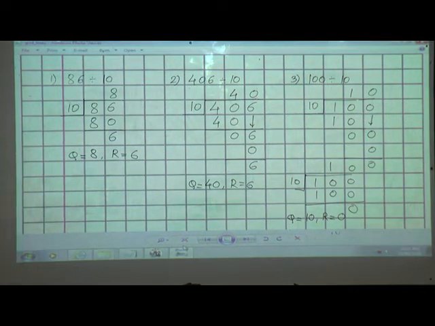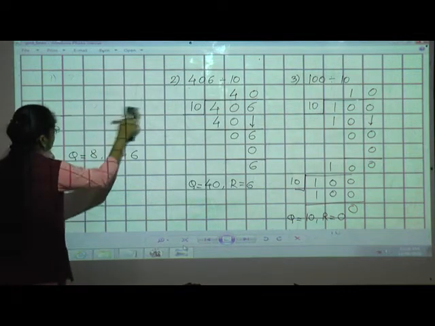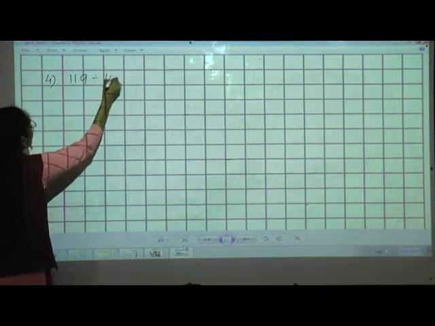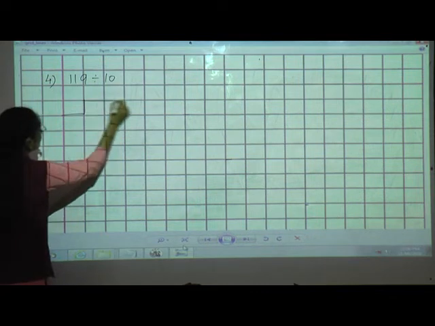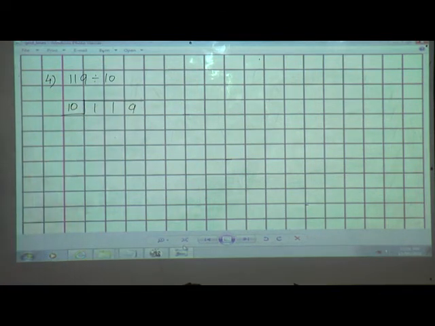Clear? Okay. Then shall we move to the next example? Yes? Okay. Fourth example we will see. What is the fourth example? 119 by 10. Now see the number carefully and tell me the answer.